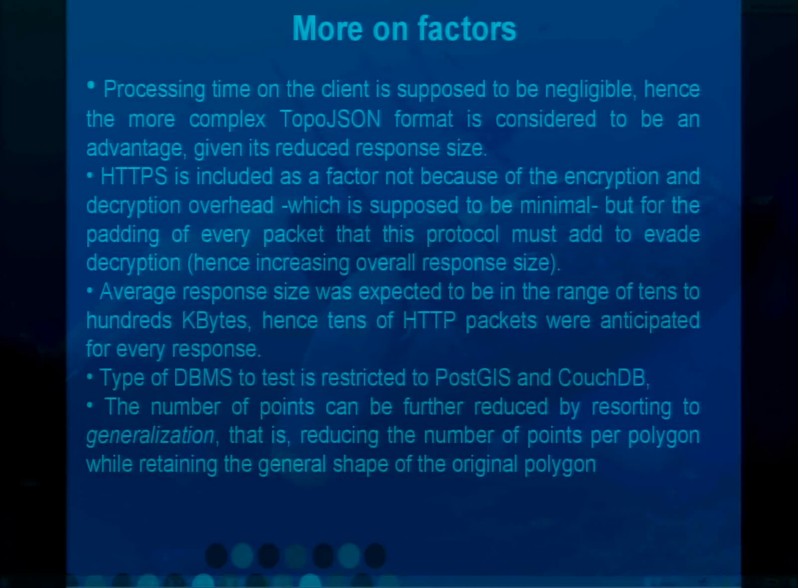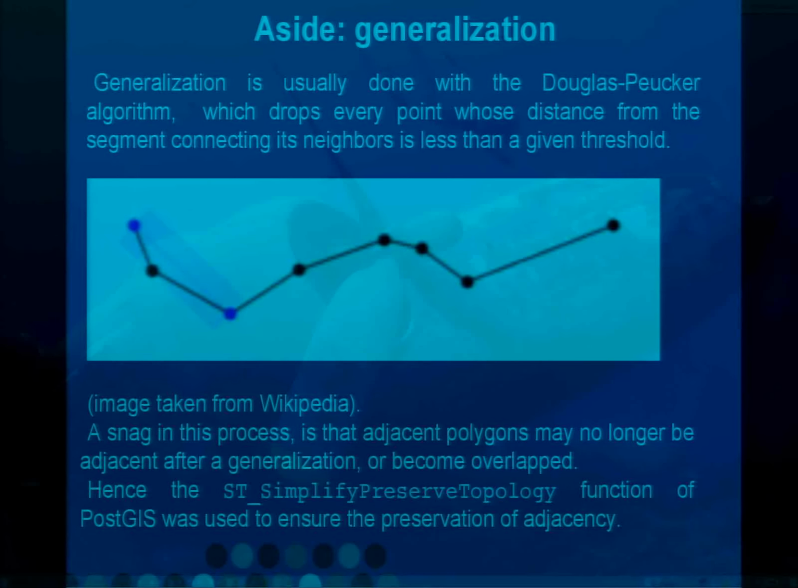Average response size is 10 to 100 kilobytes, just to give you an idea. We tested two DBMSs, CouchDB and PostGIS. And of course, the number of points can be reduced as well. So it's not a given, because we can use generalization just to reduce the complexity of a polygon. How? I think you should be familiar with that.